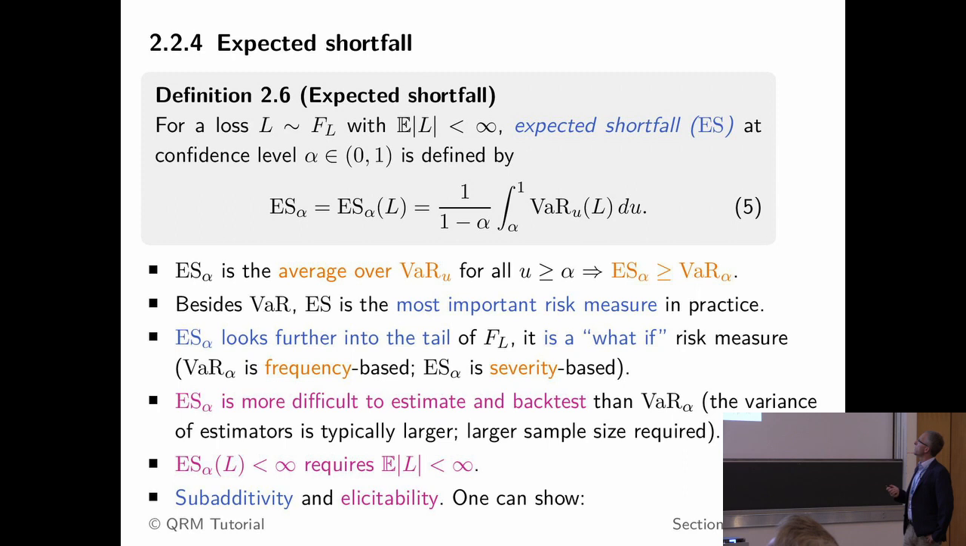One thing is clear from the definition. You take an average over the value at risk overall. Of course, value at risk is increasing in the confidence level. So all these numbers are bigger than the value at risk at confidence level alpha, which is the lower bound of this integral. So the expected shortfall should be bigger than the value at risk.